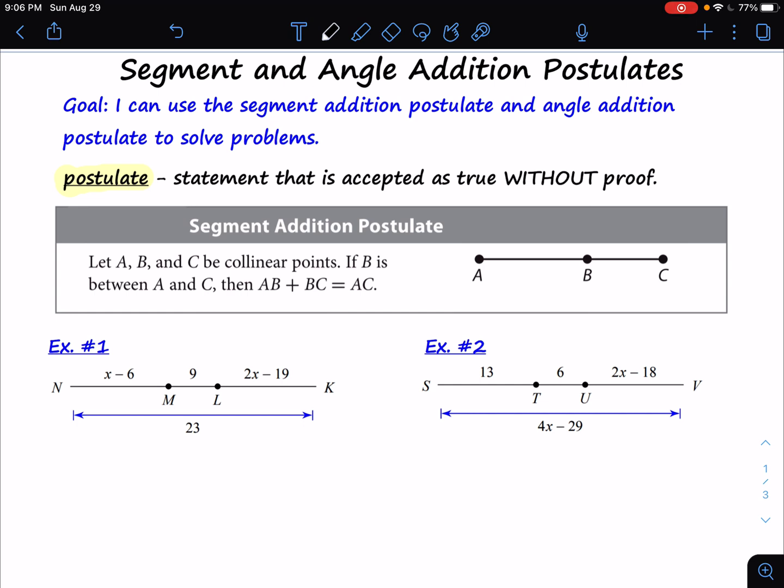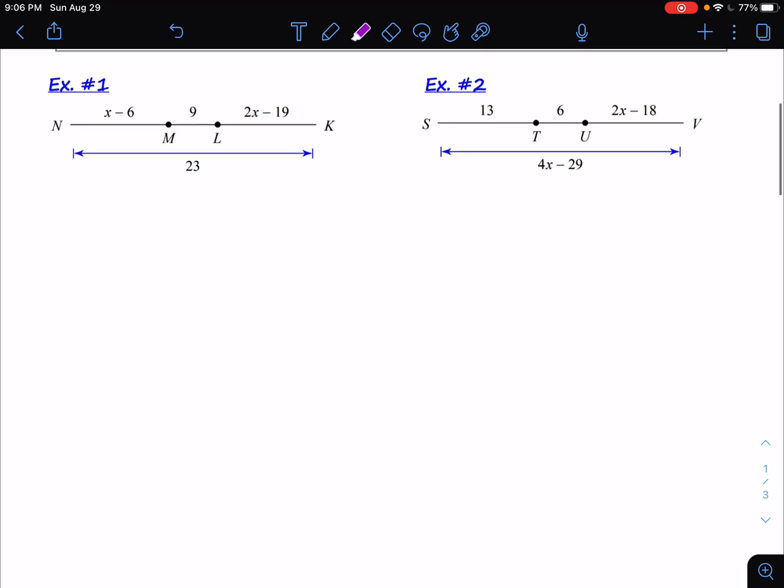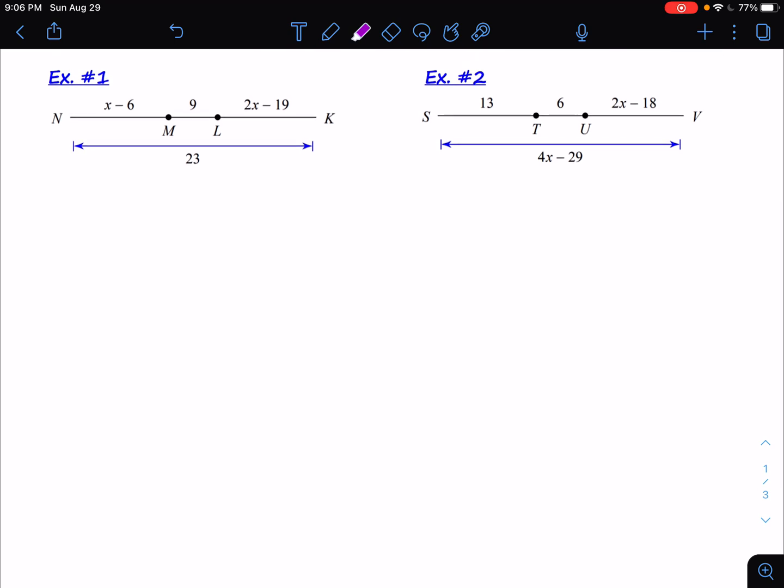So for example, segment addition postulate means that if we have a line segment and there are points on it labeled A, B, and C, A, B, and C are collinear points. If B is between A and C, you can see it's in the middle there, then the segment AB plus the segment BC will end up equaling AC, the total amount. That makes sense, right? If you add two things together, it's going to give you the total. I'm going to go ahead now and show you how to use this postulate in a real world segment problem.